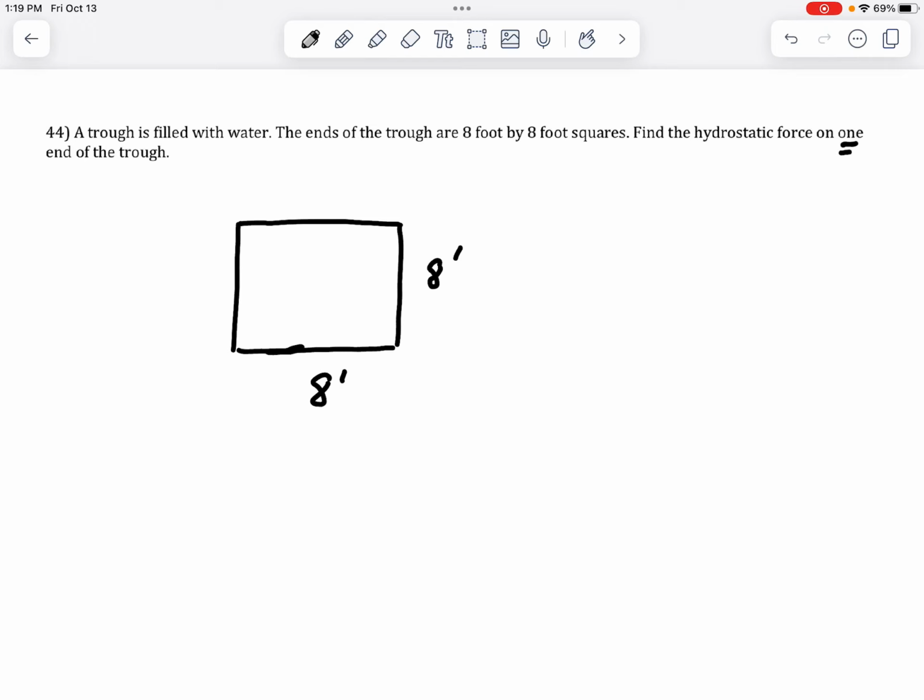Find the force on one end of the trough. And by the way, the trough would go back like this and be filled with water, but we don't actually need that part. We just need the face of it, because that's all I was asking. One end of the trough. So next, what I'd do is say, well, what if there was a rectangle in here? Then how much force would be on that rectangle?